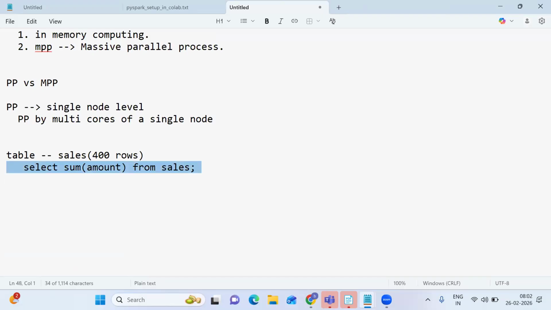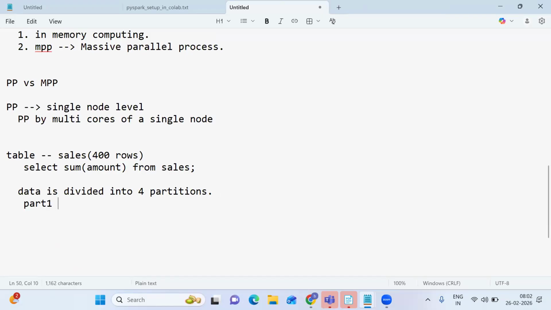If I run this query, the data is divided into 4 partitions. Now, partition 1, what is the volume? 100 rows, 1 to 100 rows. Partition 2, 101 to 200 rows. In this way, the data is divided into partitions. All these partitions are separately loaded into RAM.